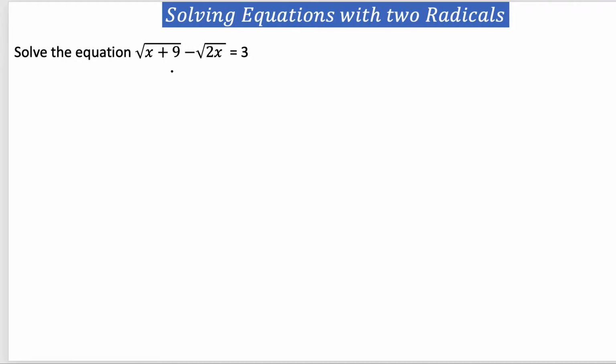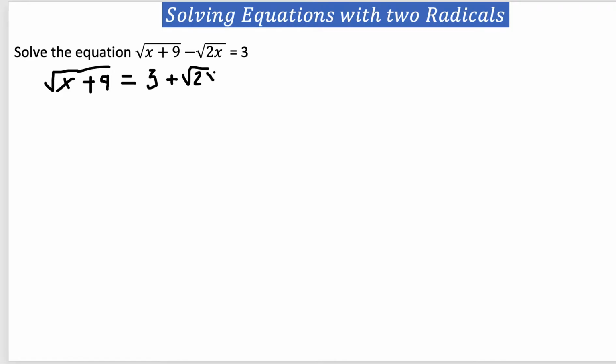So for instance, if I have two radicals on one side, I'm going to put one radical on the other side. Let's say square root of x plus 9, I'm going to leave on this side, and the other I'm going to put on the other side. So here I'm going to put a 3. And if I'm putting this on the other side, it's going to change the sign, and the sign is going to be plus square root of 2x.